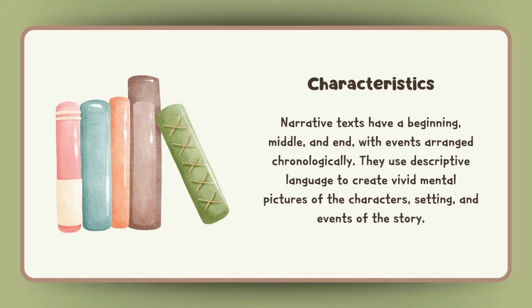Narrative texts have a beginning, middle, and end, with events arranged chronologically. They use descriptive language to create vivid mental pictures of the characters, setting, and events of the story.